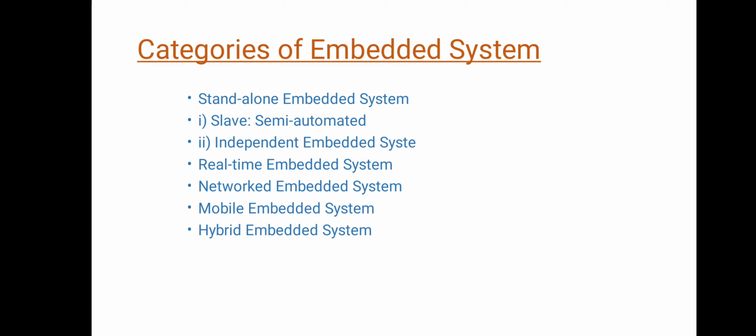And the next one is the network embedded system. Whether the network is wired or wireless, it comes under the network embedded system. And the next one is the mobile embedded system. Mobile means, as we know, mobile. And the next one is the hybrid embedded system. Hybrid means it is a collection of different or many systems. It has the characteristics of other embedded systems also. That's why it is called the hybrid embedded system.